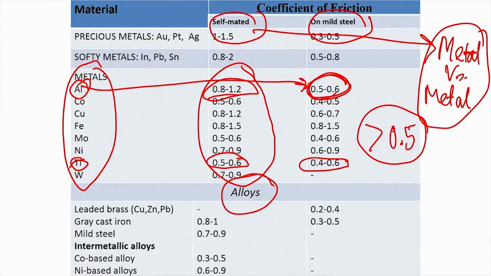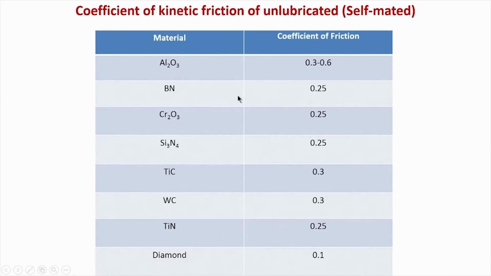Now, let me go back to these alloys, like leaded brass, copper, zinc, lead, or grey cast iron, where the coefficient of friction is 0.8 to 1 for self mated, but on mild steel it is less, 0.3 to 0.5. Cobalt based alloys and nickel based alloys are also very useful for various engineering applications. Here in the self mated conditions, the coefficient of friction is 0.3 to 0.5 or 0.6 to 0.9.